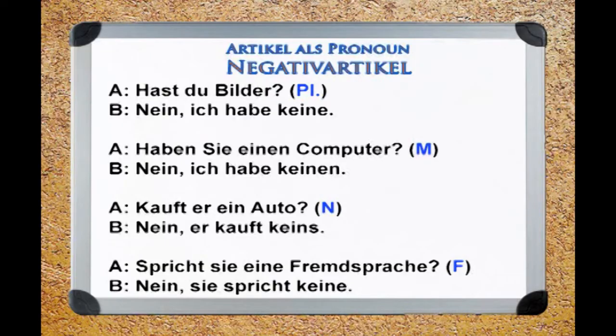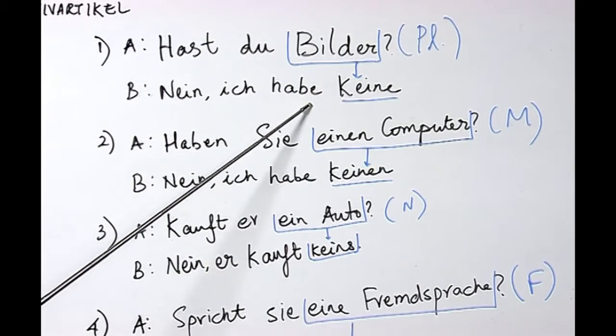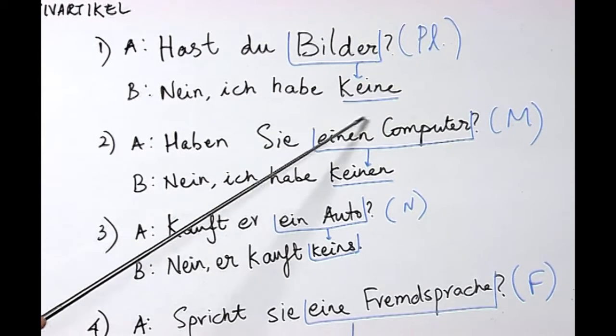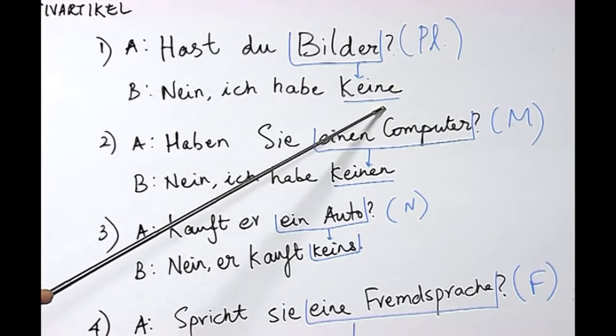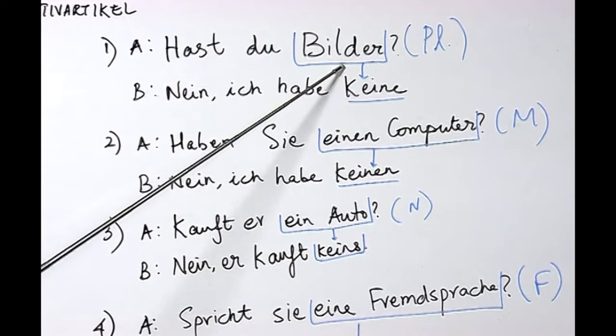Now, let us look at this sentence. Hast du Bilder? Bilder, which is the plural form of the noun Bild, which means pictures. Now, here the answer for this question is Nein, ich habe keine. As you know, the keine in plural here is the pronoun which is derived from the noun in plural Bilder.